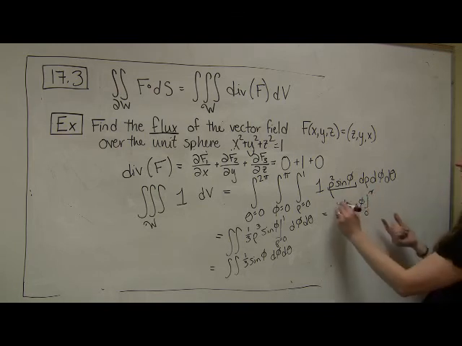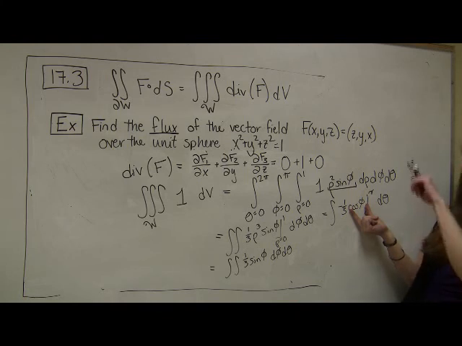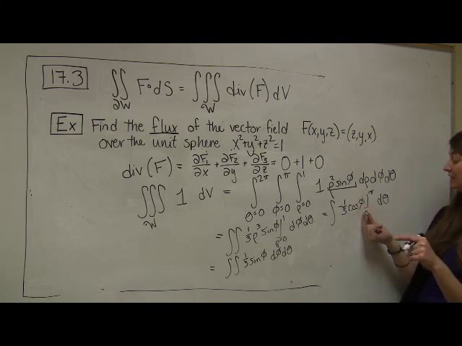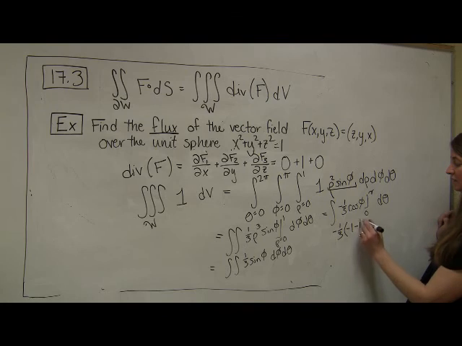With our outermost integral still in place, recall that the cosine of pi is equal to negative 1, and the cosine of 0 is equal to 1. So I end up with 1/3 times negative 1 minus 1.